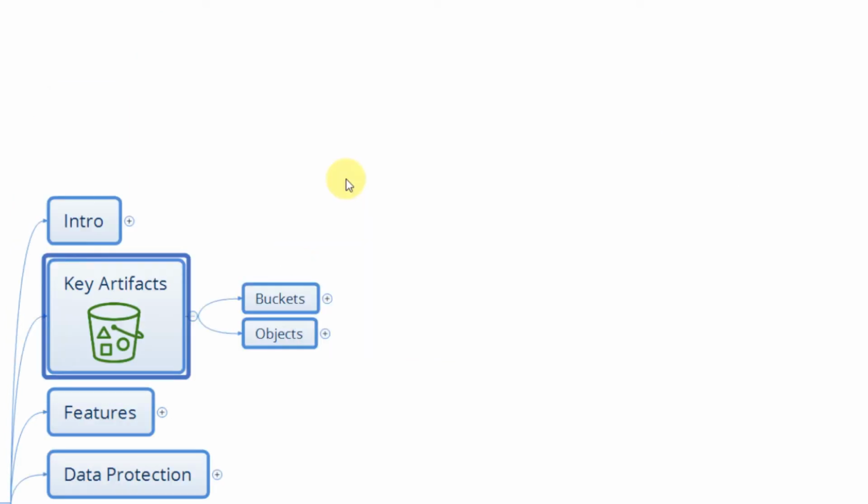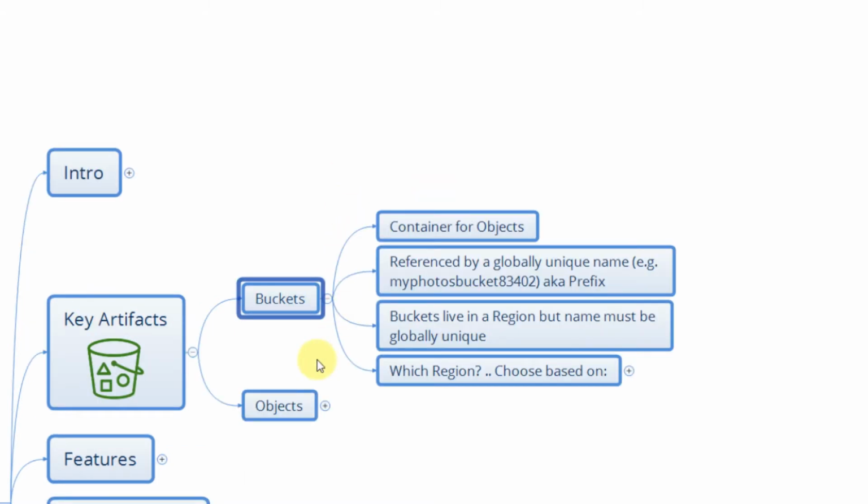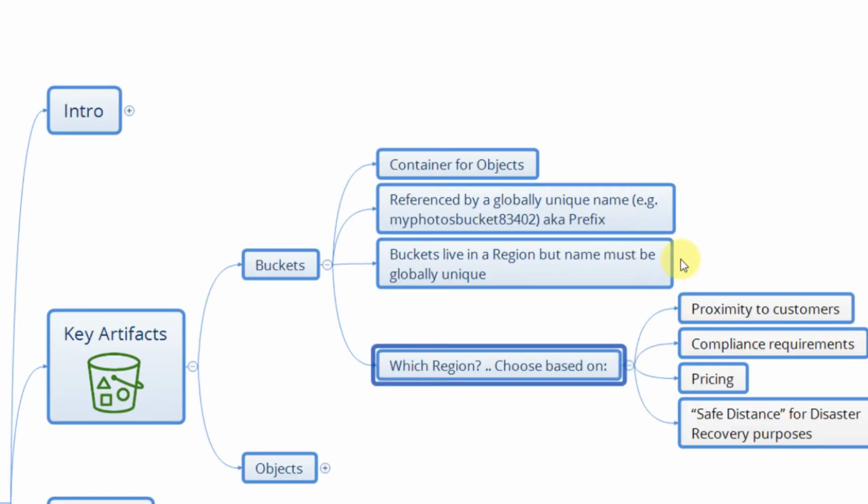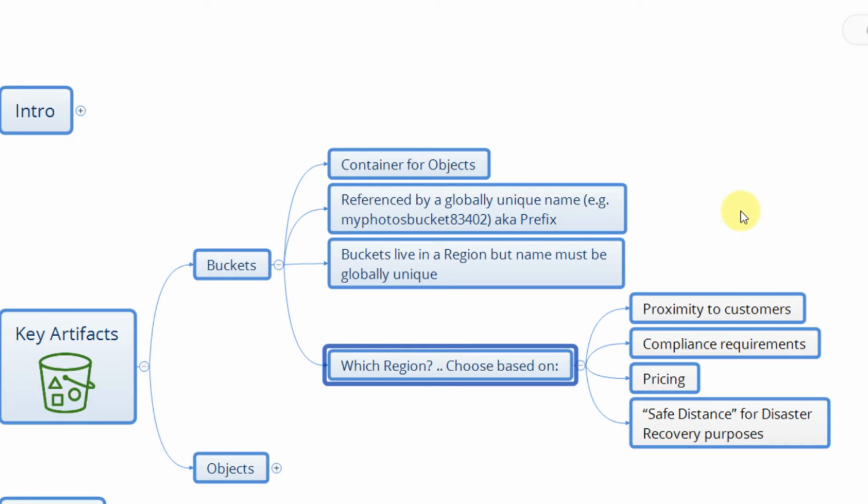The key artifacts in S3 are buckets and objects. Buckets are containers for objects. They are referenced by a globally unique name, also known as a prefix. They live in a region, but the name must be globally unique. Now, which region you put your bucket in can be based on many factors: proximity to your end customers, compliance, pricing is different in different regions, or distance from your main site for disaster recovery purposes.